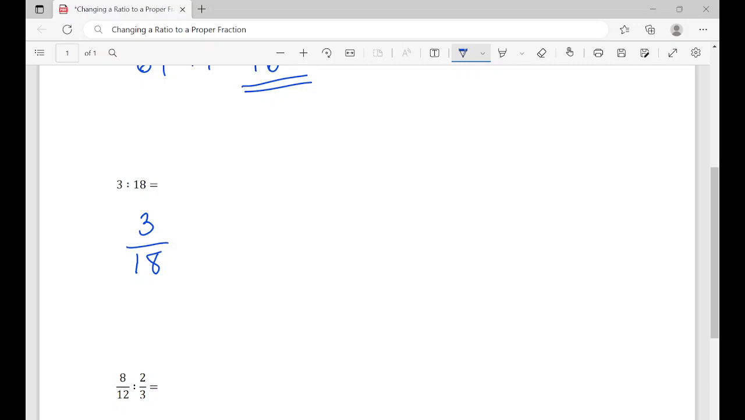So everything in this fraction is divisible by 3. So 3 can go into itself once, and 3 can go into 18 6 times. So the proper fraction for this one is 1/6.